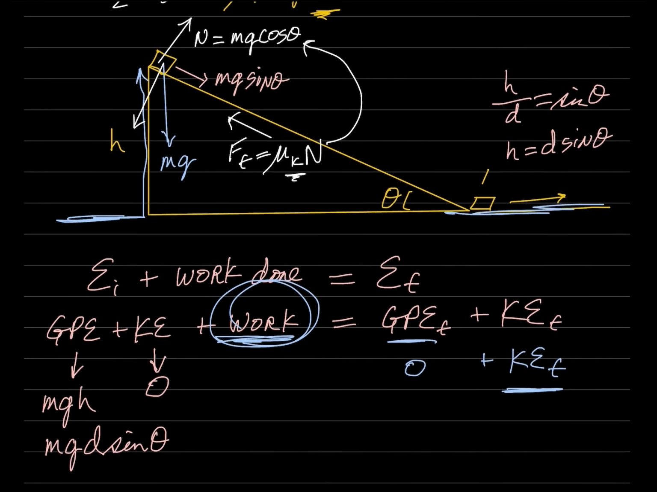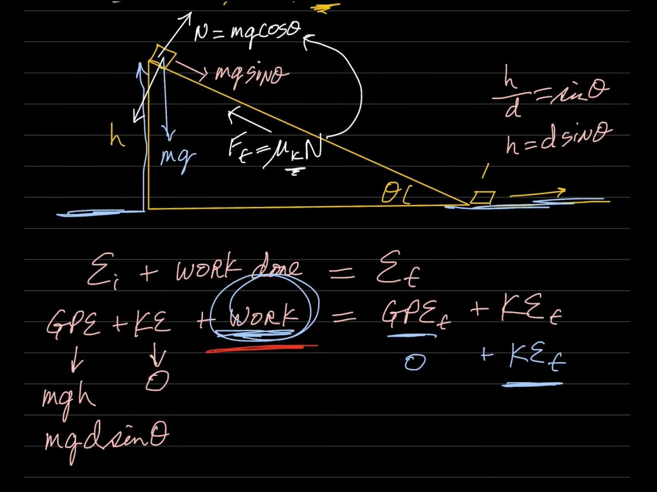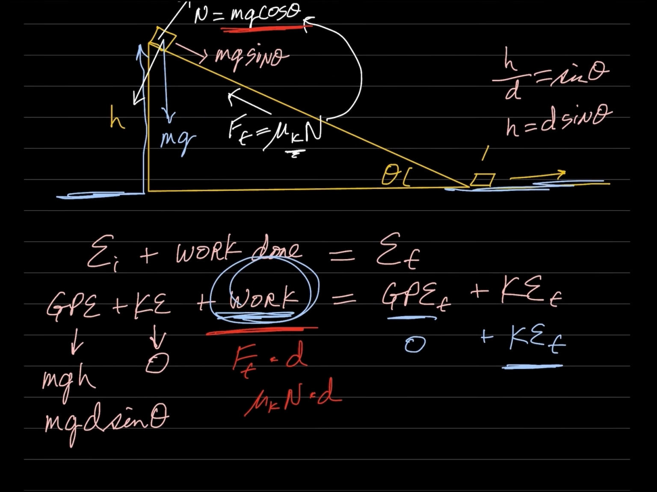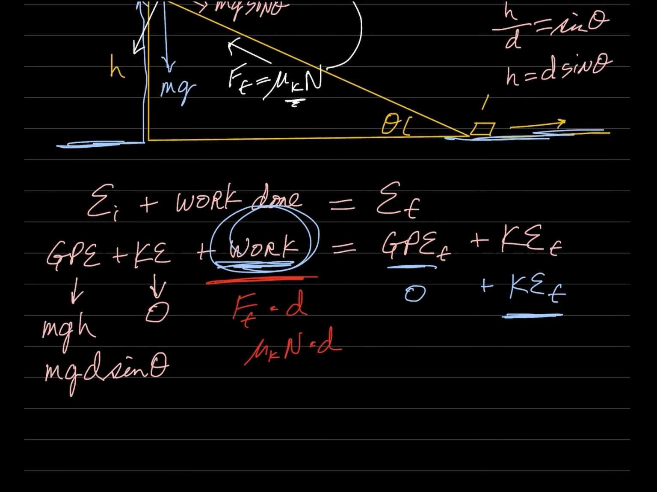And the work done by friction is negative, and it is eating away from the energy of the system. And work is force times distance, and that will be the friction force times the distance that the mass slides down the wedge. And that is mu sub k times the normal force, that's the friction force, times d. And since the normal force is mg cosine theta, the energy taken away from the system is mu sub k times the normal force times d.